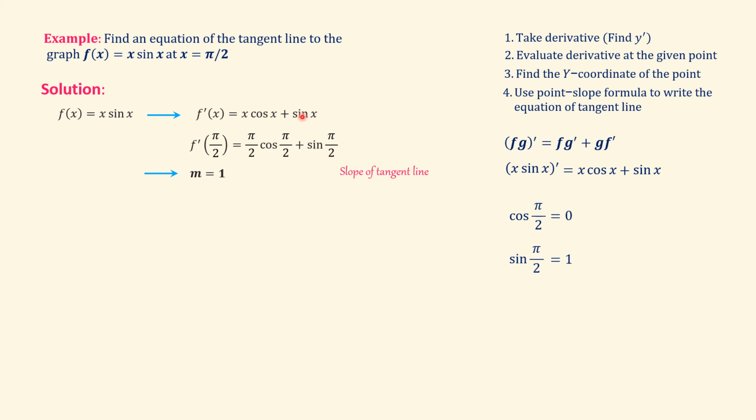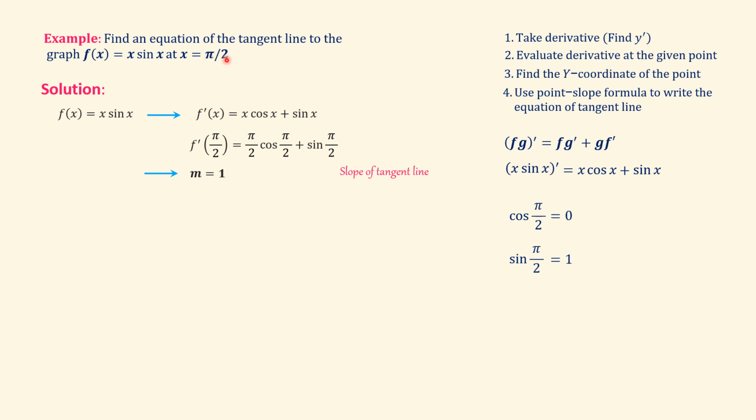Let's review it again. Sine of pi over 2 is 1, cosine of pi over 2 is 0, 0 times pi over 2 is 0, 0 plus 1 is 1, and 1 is the slope of the tangent line. After we completed this step 2, we have to go to the next step. We have to find the y coordinate of the point. Because we are not given the y coordinate of the point, we have to plug in pi over 2 in the function to find the corresponding y to this x.